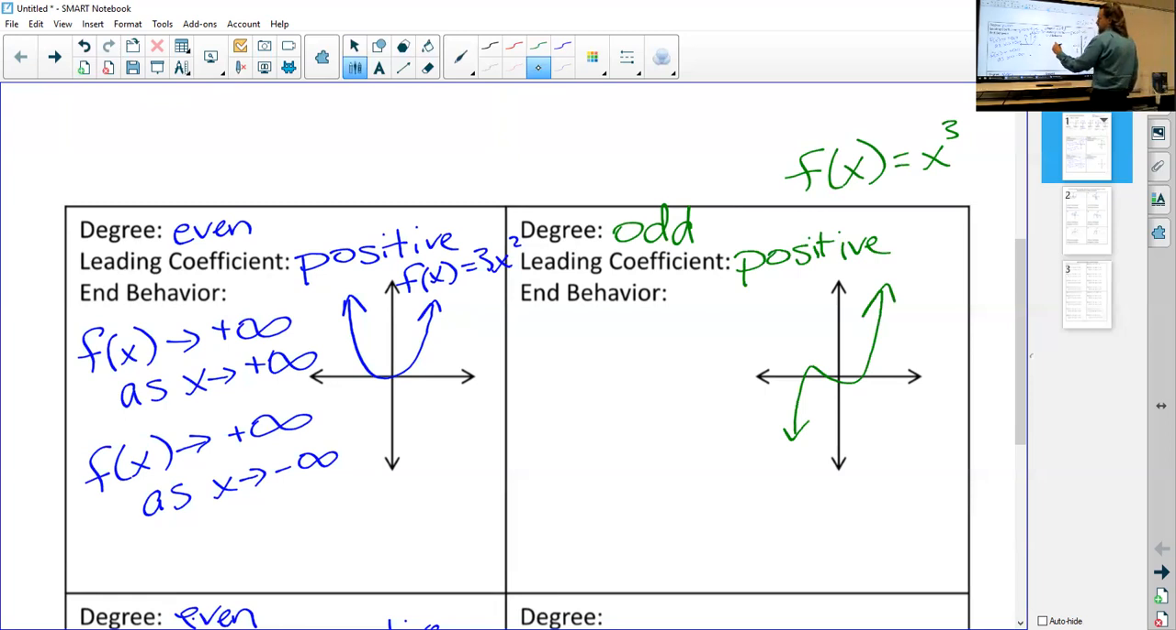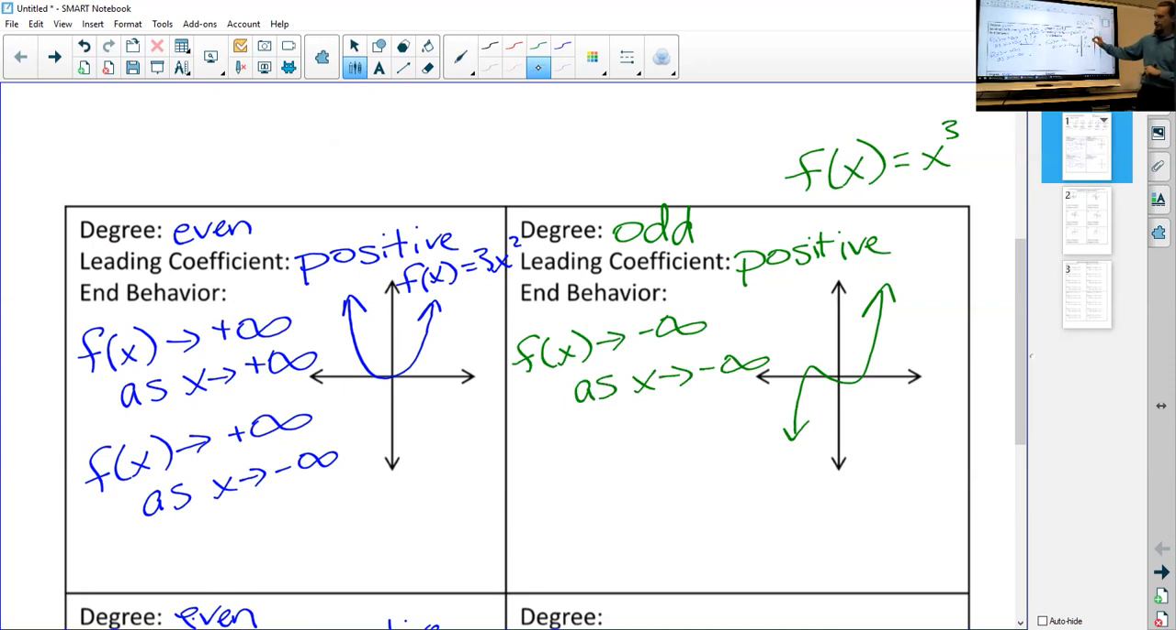So what happens, and again, let's start backwards here. What happens as x gets smaller? As x approaches negative infinity, we see that our y value is going down. So we can say f of x approaches negative infinity as x approaches negative infinity. In this case they're going together. As x gets smaller, y gets smaller at the same time. And on the other side, that's also true, only now as x gets bigger, y gets bigger.